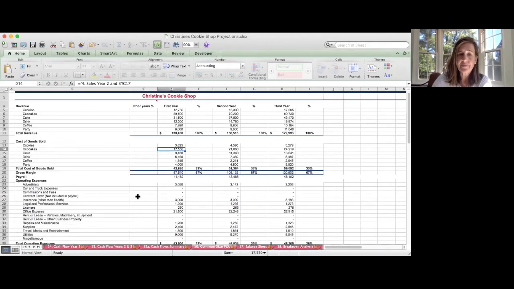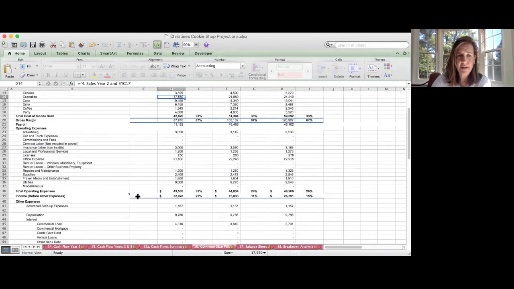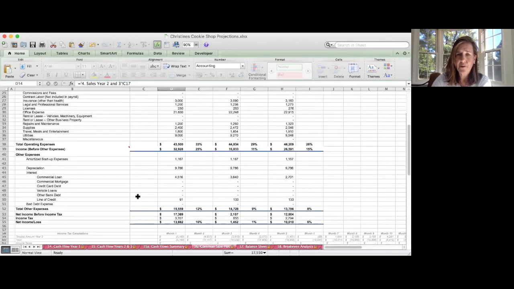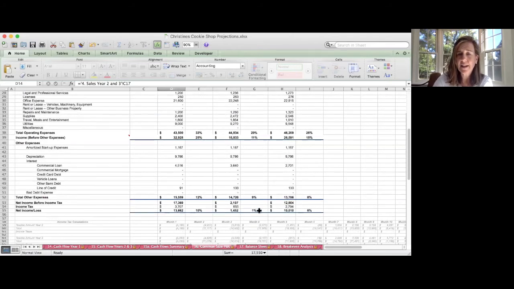On tab 16, this is where you'll see a full P&L for the first, second, and third year. So this goes all the way down to the bottom, and shows that we break even in each of the 3 years. What I did layer in, and why the second year isn't as profitable as the first, is I have a full-time employee, or I'm paying myself. So that's where that goes.